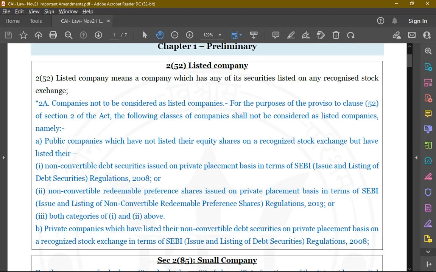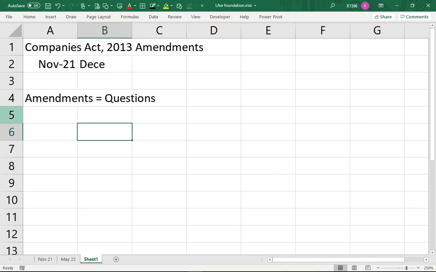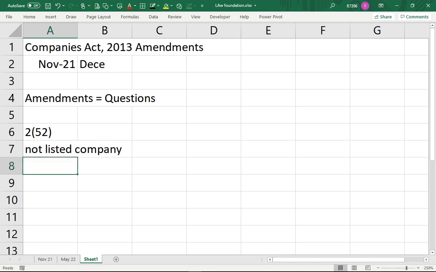If we read section 2 subsection 52, it clearly says that listed company means a company which has any of its securities listed on any recognized stock exchange. This definition is as it is, no changes have taken place: any company whose securities are listed in a recognized stock exchange is a listed company. Now the question is, sir, what is the amendment? Look, under section 2 subsection 52, the amendment mainly says which are the companies which are not listed companies. That is the amendment.